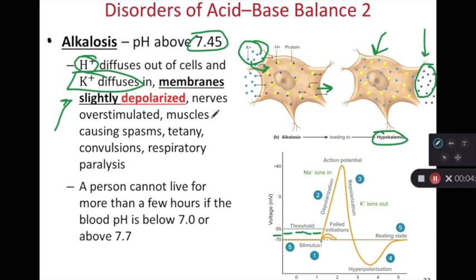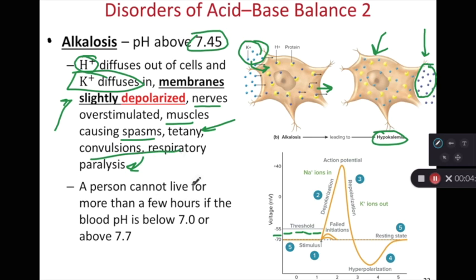This results in muscles and neurons within our nervous system that are overactive. We have too much electrical activity. This can cause our bodies to have spasms, tetany, convulsions, or respiratory paralysis, all associated with too much electrical activity of these electrically active cells.